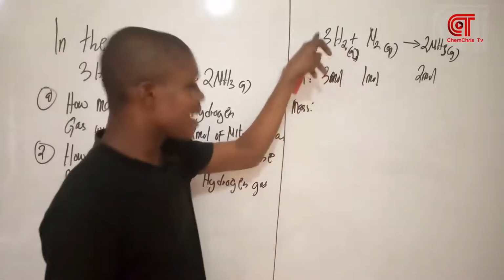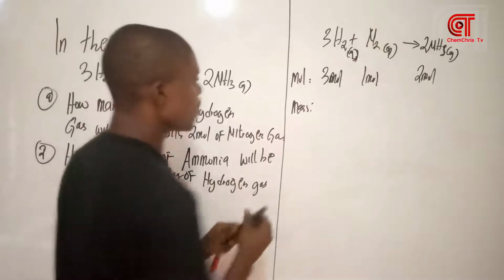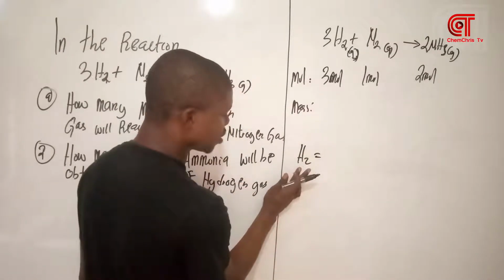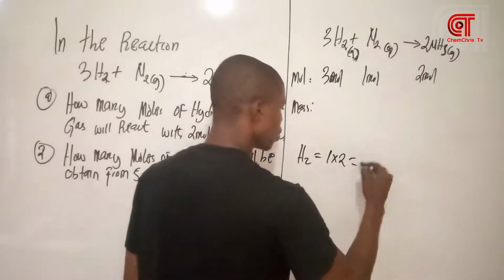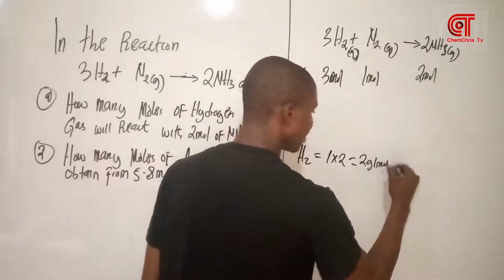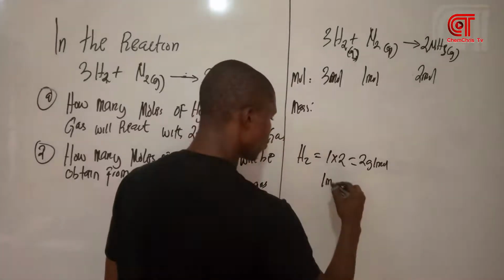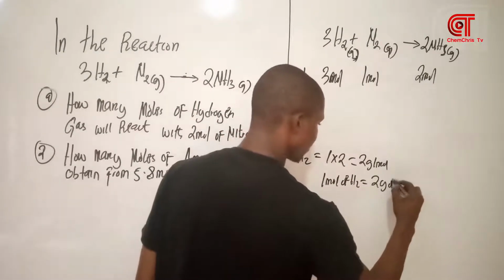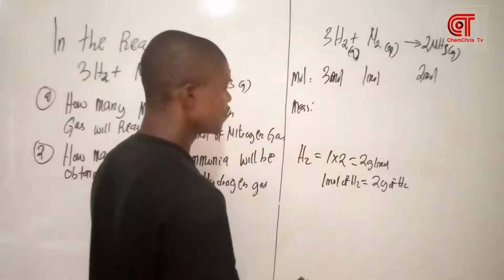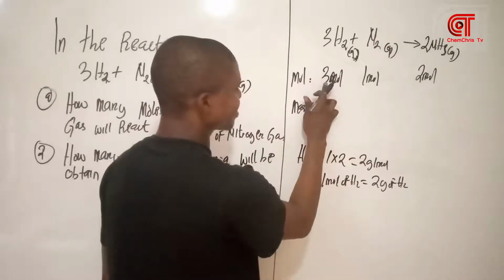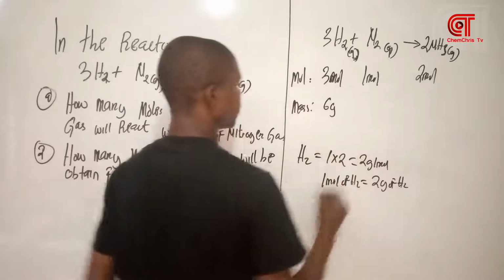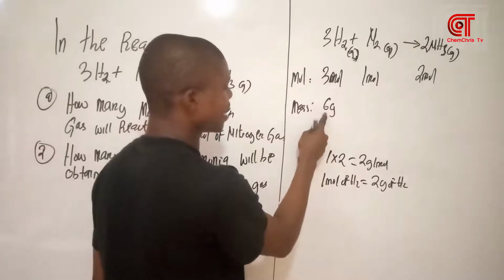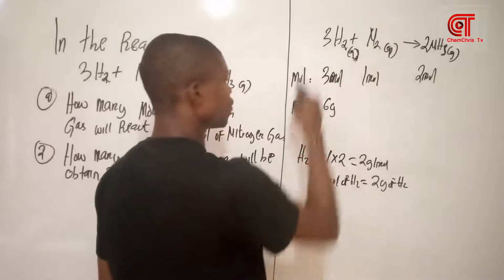The molar mass times the number of moles. Remember, the atomic mass of hydrogen is 1, so 1 times 2 is 2 grams per mole. For every 1 mole of hydrogen gas, I have 2 grams of hydrogen gas. So 2 times 3 gives 6 grams. So the balanced mass of hydrogen is 6 grams. How do I get my 6 grams? The molar mass times the number of moles.